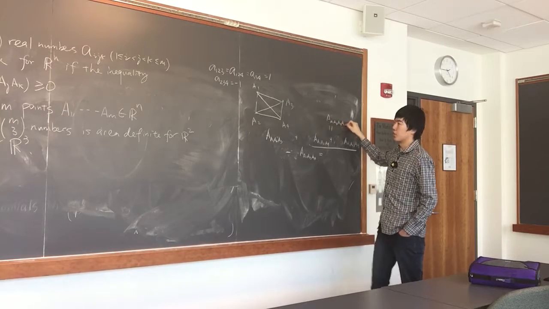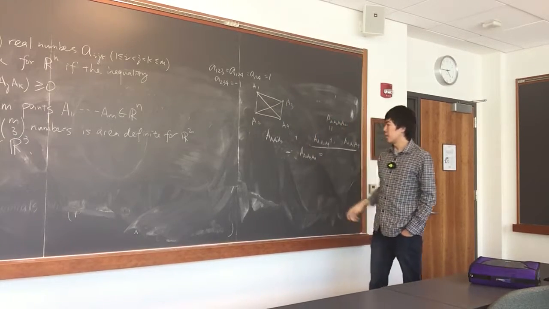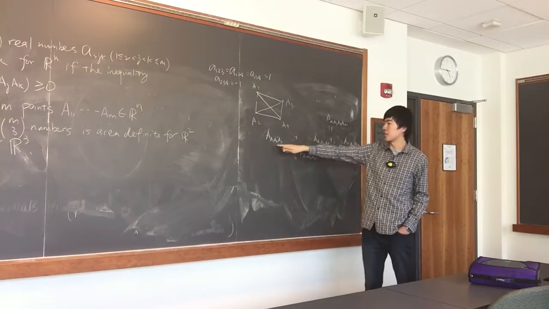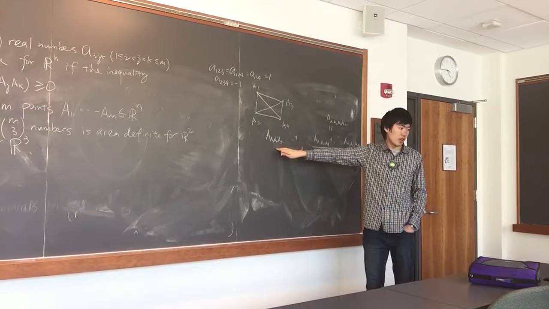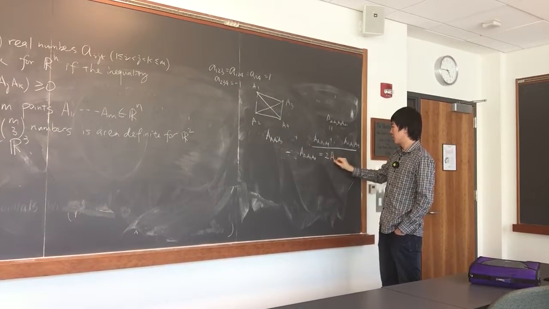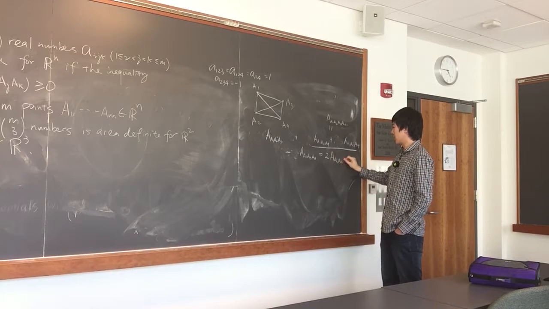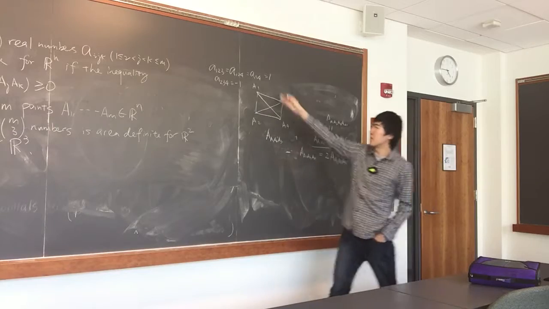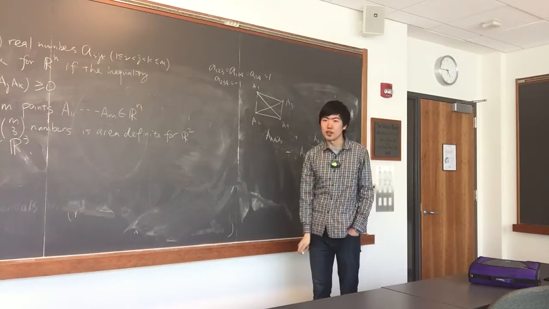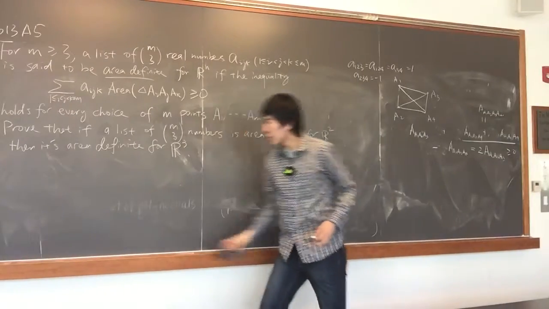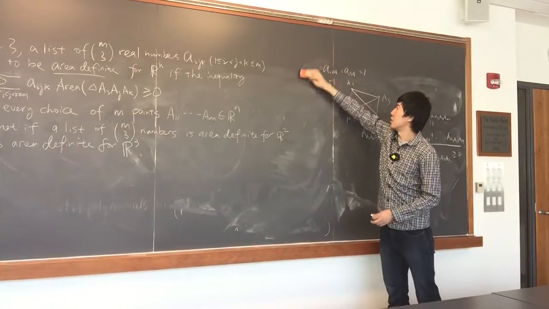So the area of the whole thing. And then plus this minus this. So this minus this is actually exactly the area of A1, A2, A3. So you cover the top twice, but then you lose one. Exactly. Right. So this is larger than or equal to 0. So this is why this list of numbers is area definite for R2. Okay. So we can do the same thing for every other dimension as well.